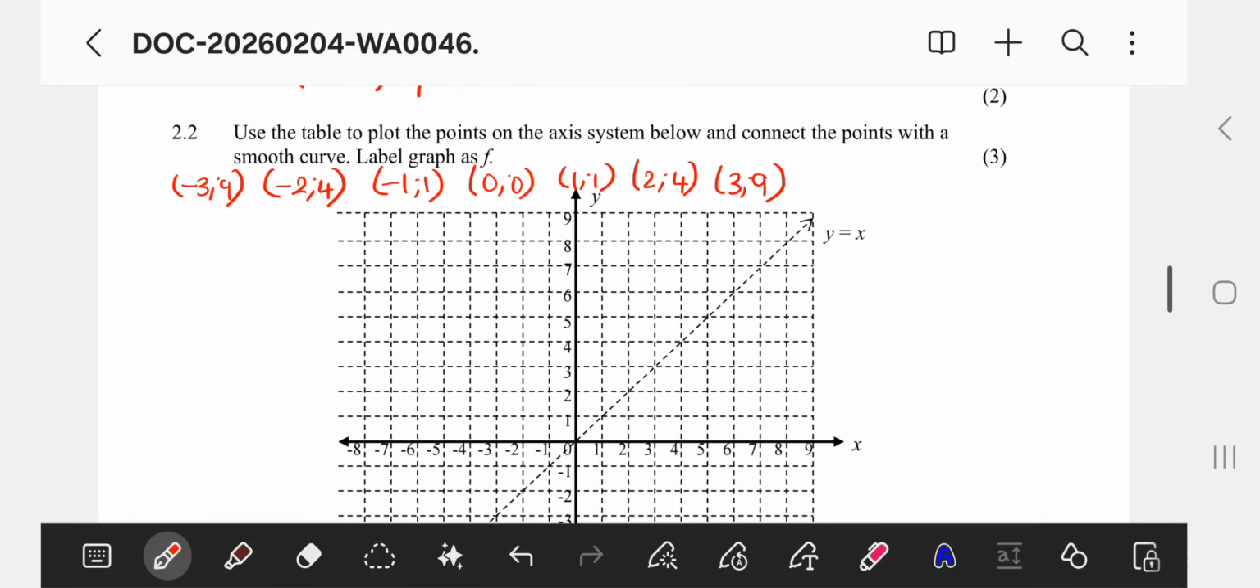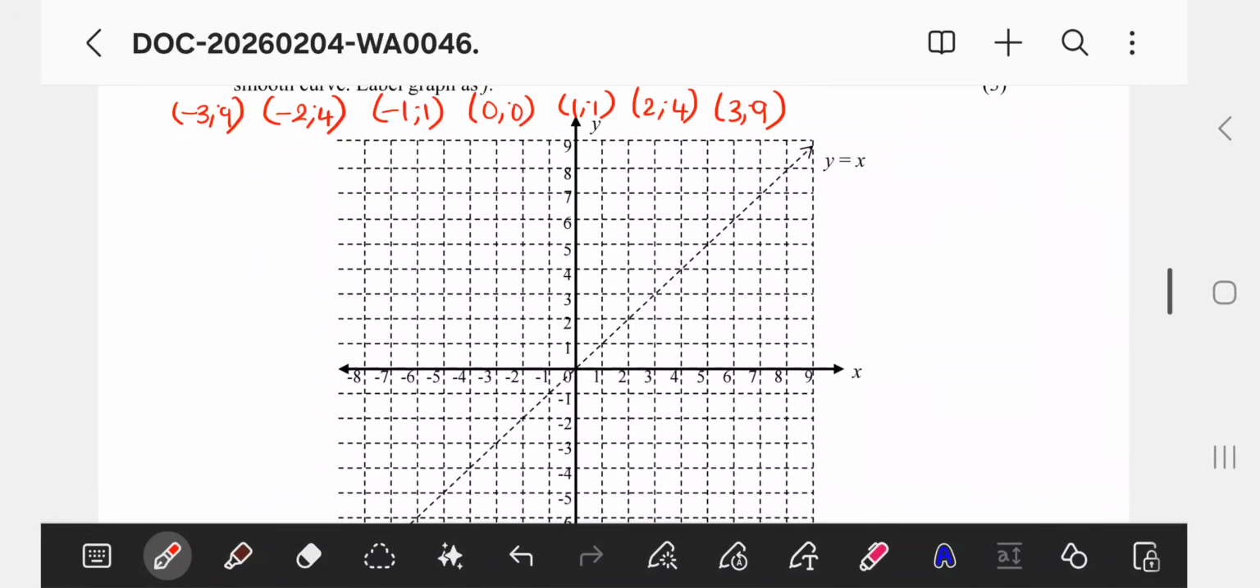Okay, so I'm going to plot these points. Negative 3 and positive 9. That is going to be all the way up here. Negative 2 and 4, negative 1 and positive 1, 0 and 0, 1 and 1, 2 and 4, and 3 and 9. Okay, so I'm going to go ahead and just draw a line through those points.